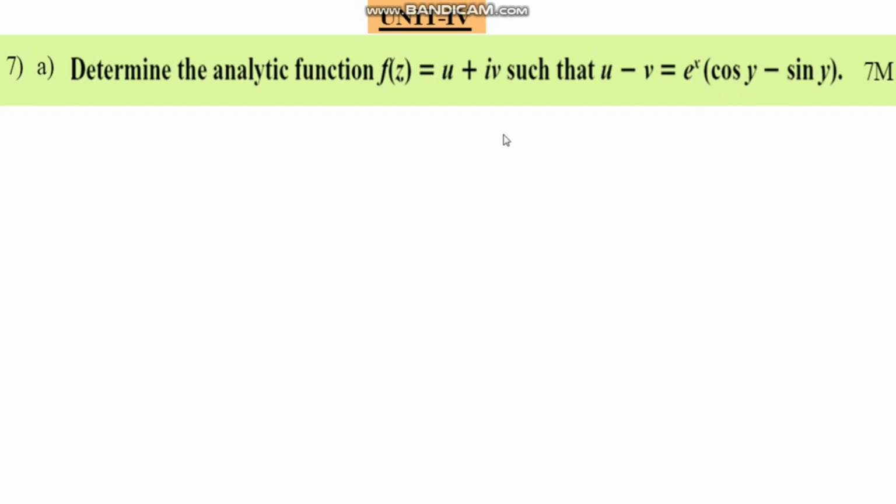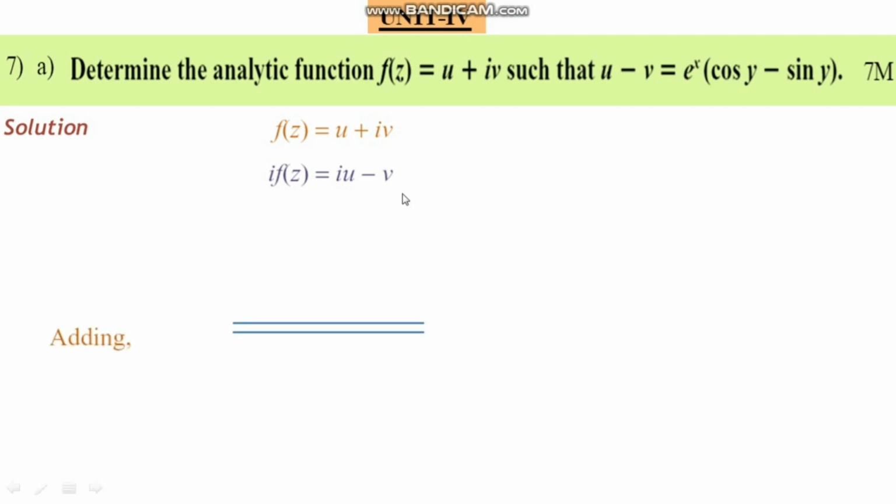For this, first we have to write the analytic function f(z) = u + iv. But here we are given u − v. To get u − v, multiply this function by the imaginary unit i. We have i f(z) = iu + i²v. i² is negative 1. Therefore, we have i f(z) = iu − v.